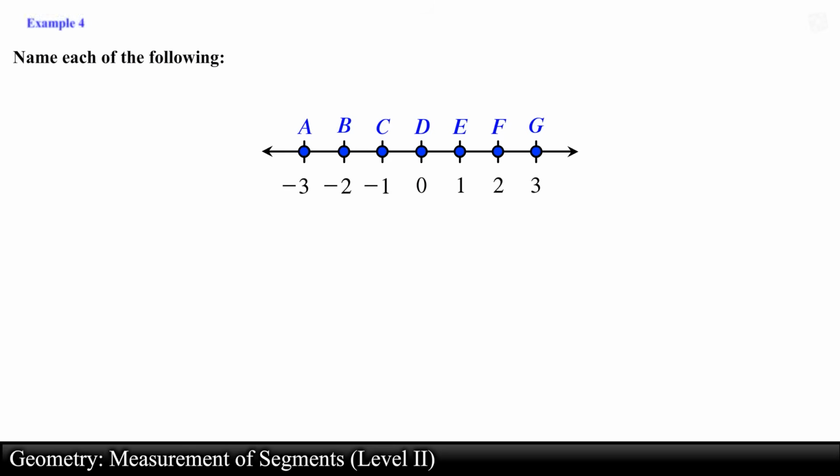Let's try the next problem. The point on ray DG whose distance from D is 2. Similar to the previous problem, we want to determine the point whose distance is 2 units away from point D and is located on ray DG.